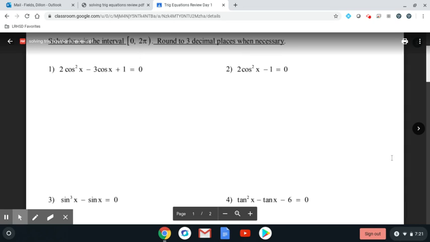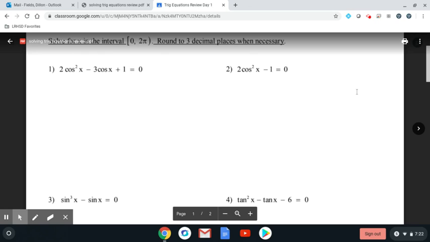So remember, guys, when you're solving, there are three main strategies that you want to look out for. The first one is always trying to get the trig function by itself. When you're looking at a problem like number one, it's not really going to help too much because you see that you have two different cosines going on: a cosine squared and then another cosine of x.